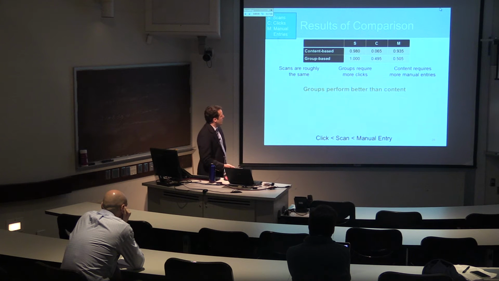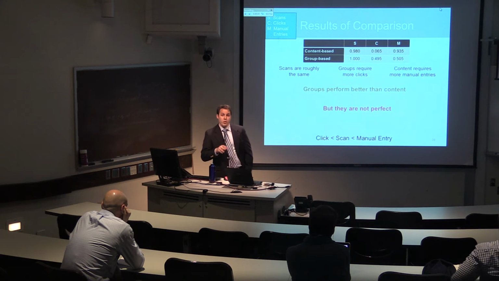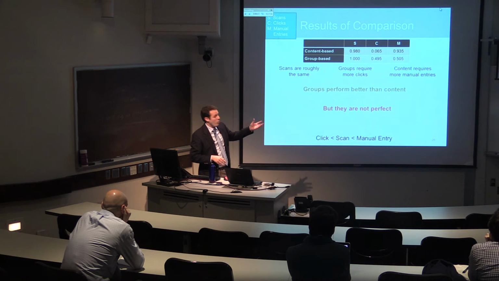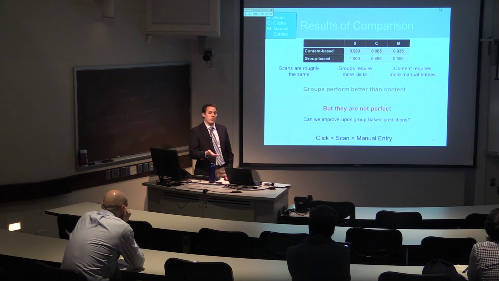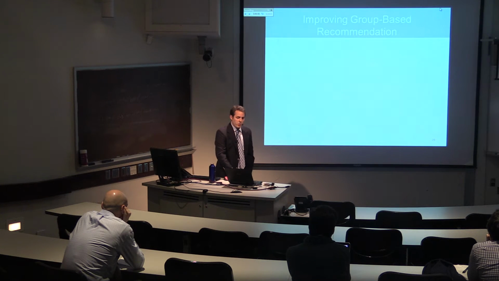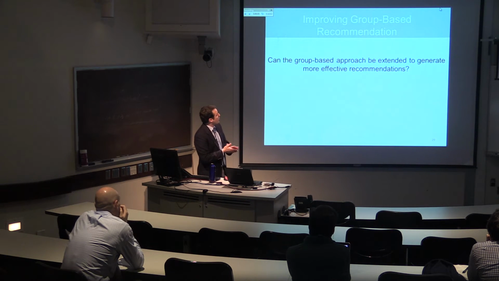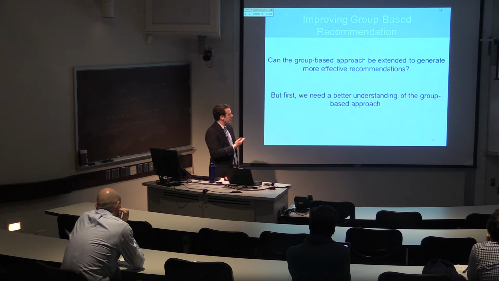Based on these rankings, we judged groups to perform better than content. However, they are not perfect because they require some effort with respect to all of our metrics. So we wanted to know, can we improve upon the group-based predictions? In order to do that, we asked the question of, can the group-based approach be extended to generate more effective recommendations? But before we can go into that, let's get a better understanding of the group-based approach.